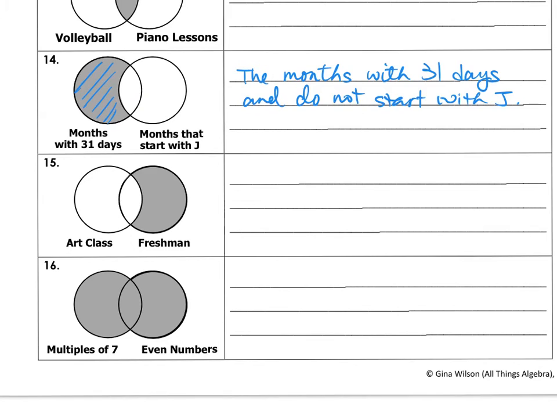Let's look at number 16. Now we have everything shaded, everything multiplied by 7, and everything that's an even number. So, and I think I just gave you the answer. You make the first statement of the first circle. Those are numbers that are multiples of 7, and they're also even numbers. So that's what that chart represents.